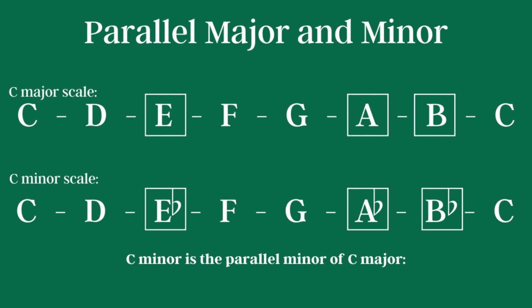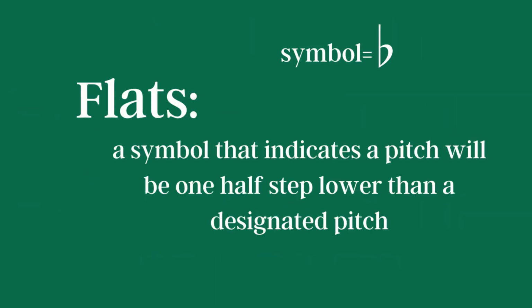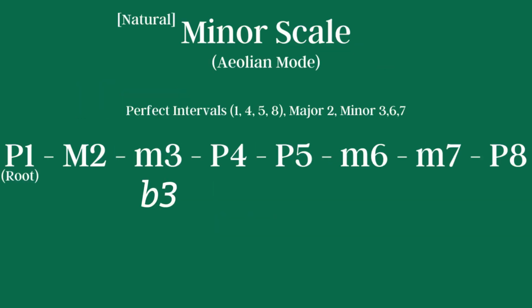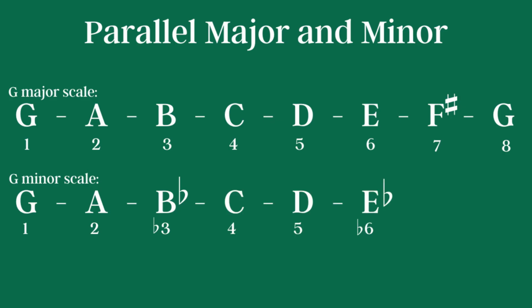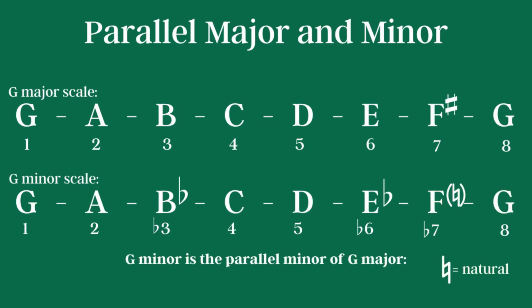You can find the parallel minor scale of any major scale by lowering the 3rd, 6th, and 7th note by 1/2 step. Remember, the definition of the term flat in music is lowering something by 1/2 step. So we'll call this flat 3, flat 6, and flat 7. So again, here's our G major scale. G, A, B, C, D, E, F sharp, G. If I flat the 3rd note by lowering it 1/2 step, I have B flat. By the same logic, the 6th note becomes E flat, and the 7th note becomes F natural, and that leaves us with the G minor scale.